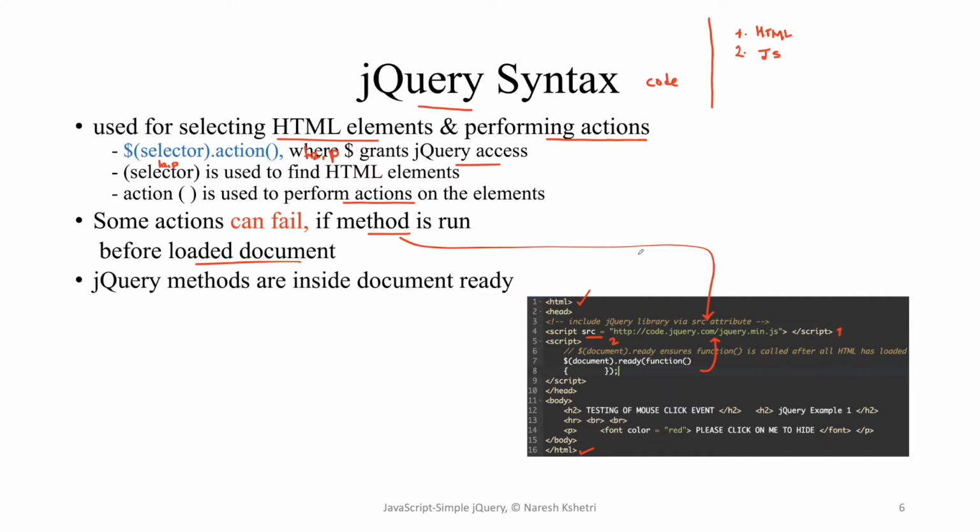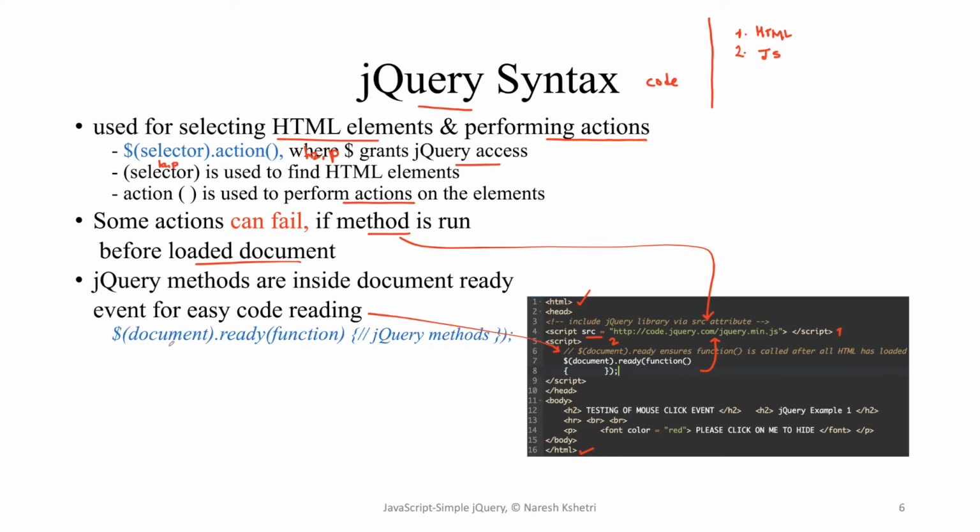So jQuery methods are run inside the document ready event for easy code reading. As we have already said, this is inside the second script tag. We are implementing that inside the document.ready function, and there we have jQuery methods. These methods are the inbuilt methods that are provided for us by the jquery.min.js file.